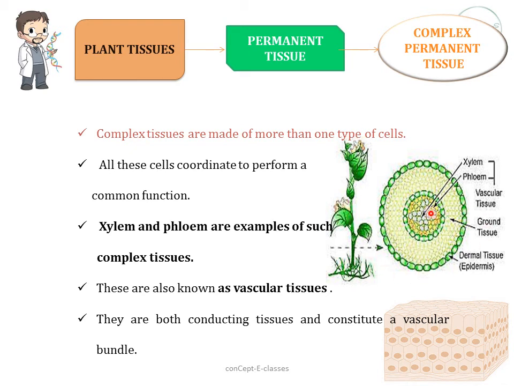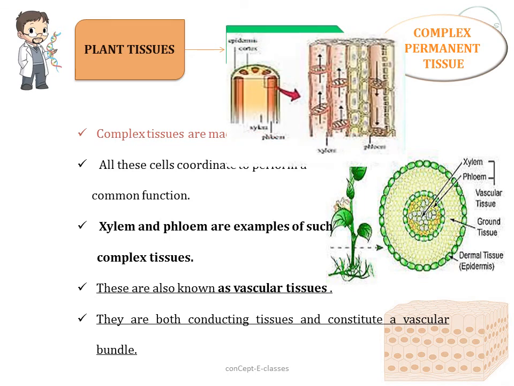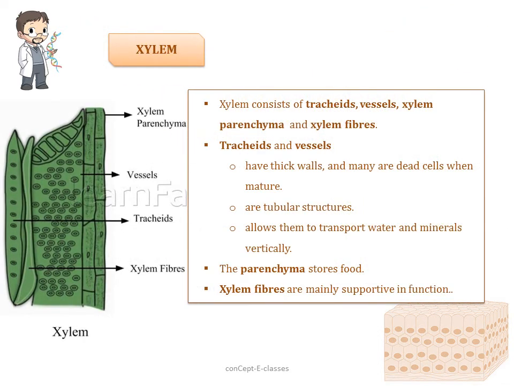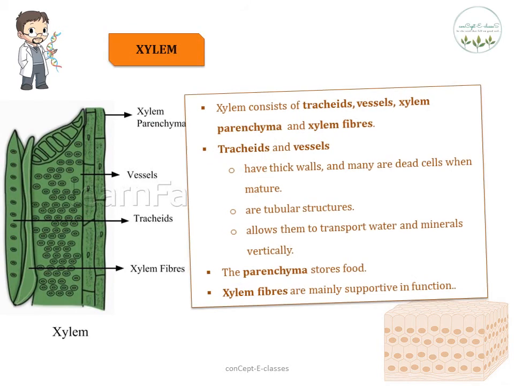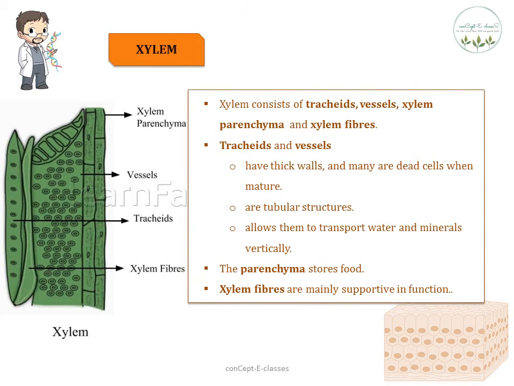So this is the complex tissue. It consists of xylem and phloem, and these tissues are also called vascular tissues. Now this vascular tissue is a very important feature for all the plants that survive in a terrestrial environment. They are both conducting tissues and they constitute a vascular bundle. That's why they are called vascular tissues. So first let's see about xylem. Xylem consists of four types of cells: the tracheids, the xylem vessels, the xylem parenchyma, and the xylem fibers or xylem sclerenchyma. Let's see about each of these cells.